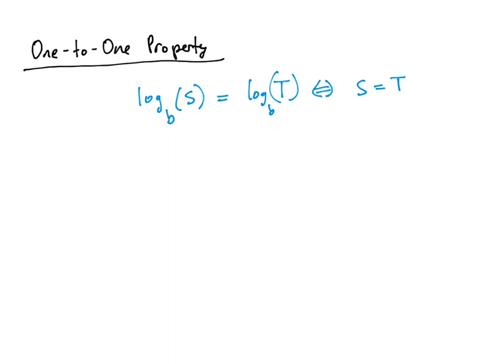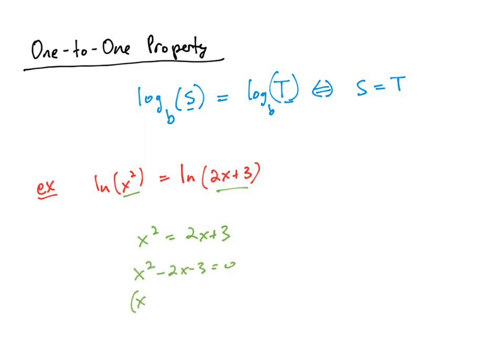Okay, so if we have log functions with the same base on both sides of the equation, that means that the arguments must be equal to each other. So, for example, if we have ln of x squared equal to ln of 2x plus 3, we have two logarithms, each with a base of e, so that means that our arguments must be equal to each other. Okay, so we solve this equation, x squared is equal to 2x plus 3.